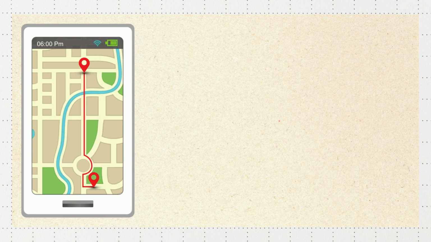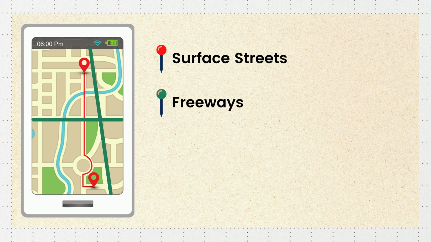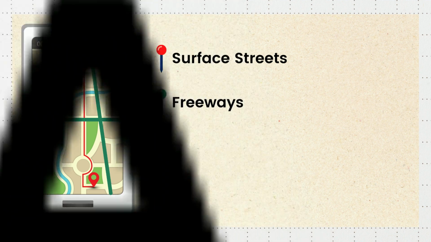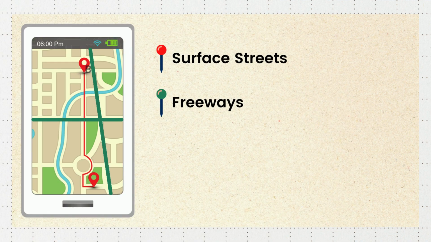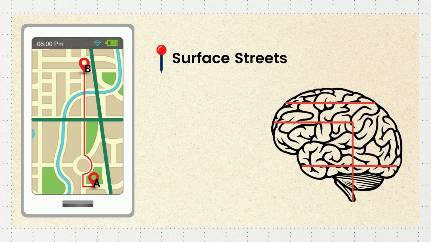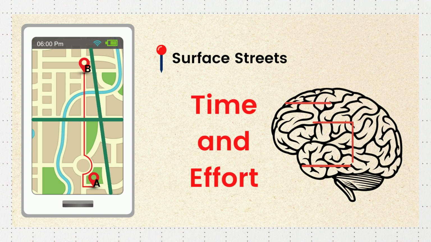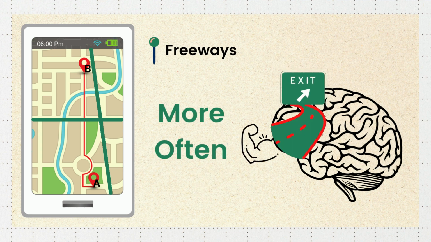Consider a map of a major city. There are surface streets and there are freeways. The more freeways there are, the faster it is to travel from point A to point B. The neural pathways work in a similar way. The first few times we retrieve information from our memory, it's like taking the surface streets. It takes time and effort for the information to navigate its way through the brain. However, the more often we retrieve the information, the neural pathways strengthen and the information travels much quicker, much like taking the freeway.